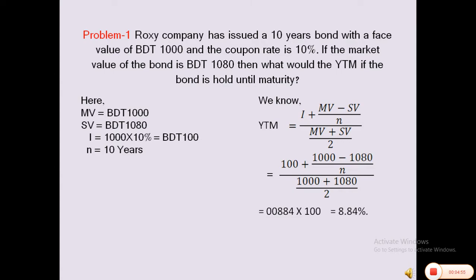We get these values by applying them to the formula. Then we get yield to maturity 8.84%.